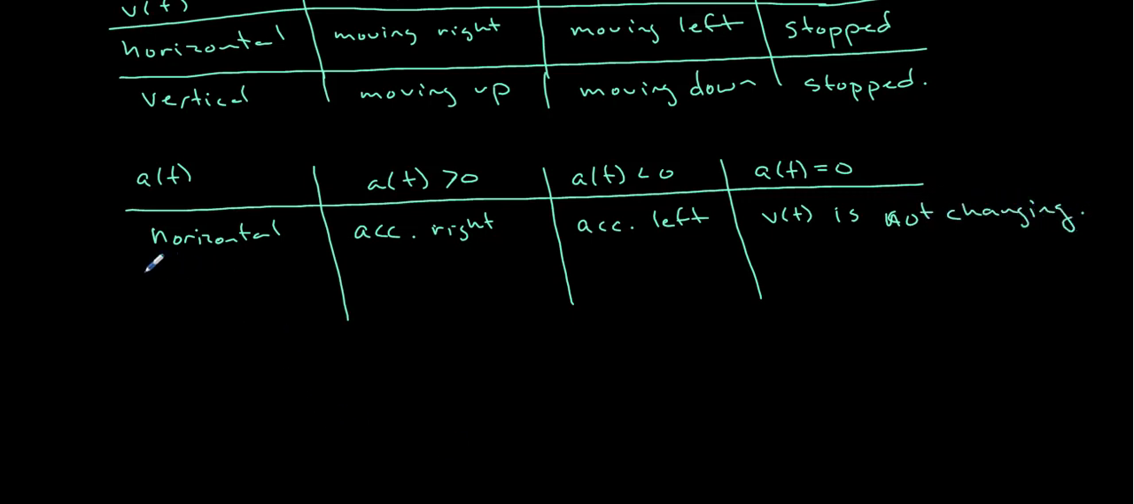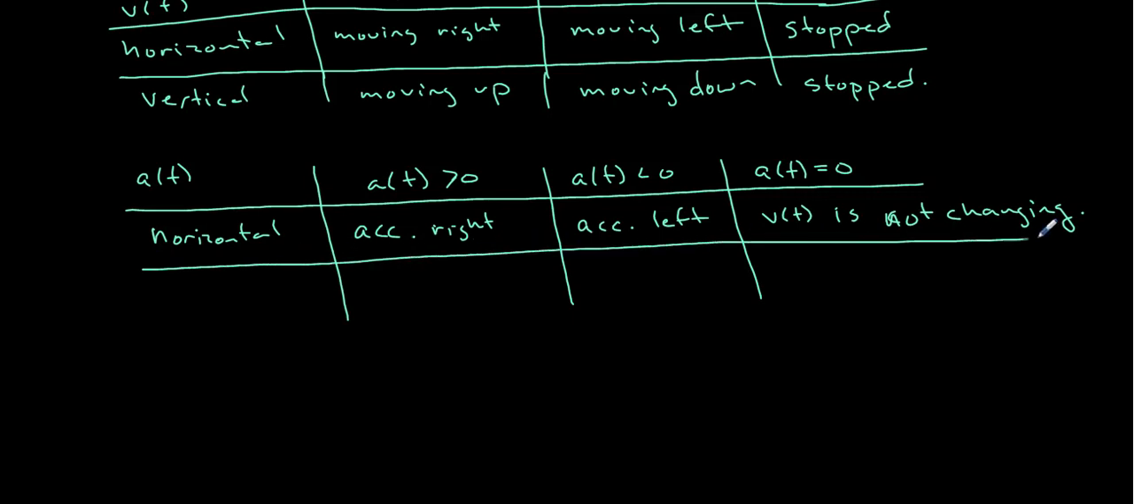Okay, vertical motion again. If your acceleration is positive, accelerating what? Up. Acceleration is negative, means acceleration is down. And same thing, if it's 0, not changing.